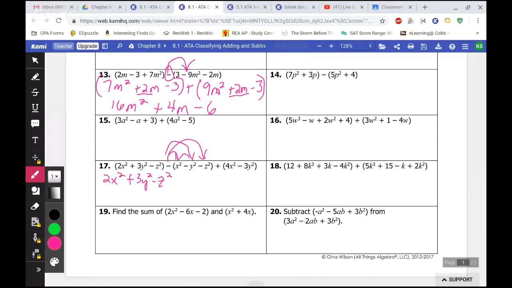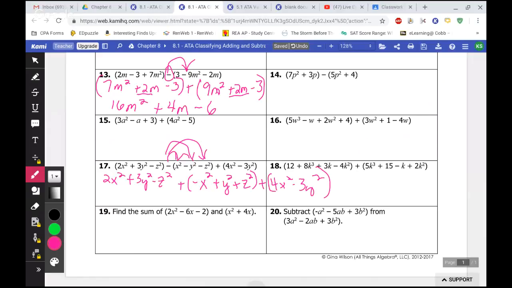Nice arrows, Miss Sparks. So that's going to be, this is a plus sign. Oh, that is a little scary. Not going to even lie about that. Plus, that's going to be a negative x squared. And then a minus y squared is going to be plus y squared. And then minus z squared. So that would be a positive. And I'm going to roll right into 18. Plus 4x squared minus 3y squared.